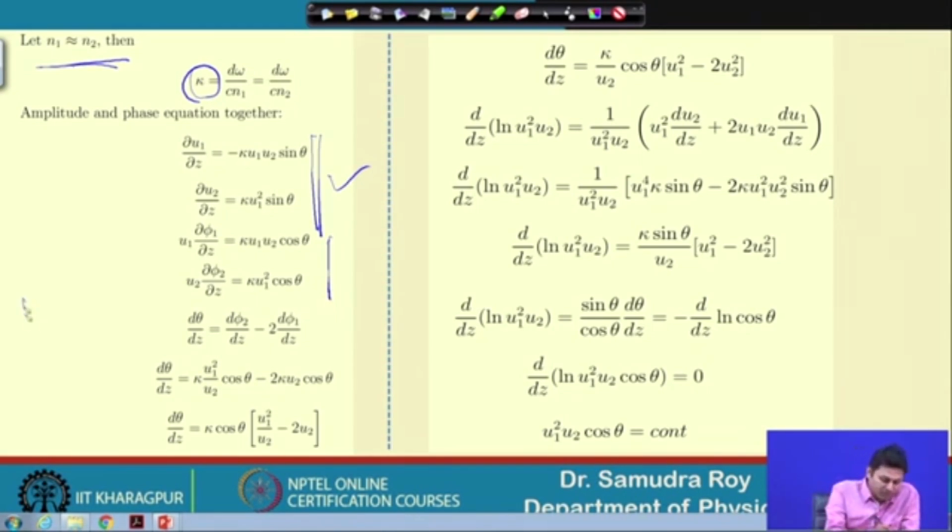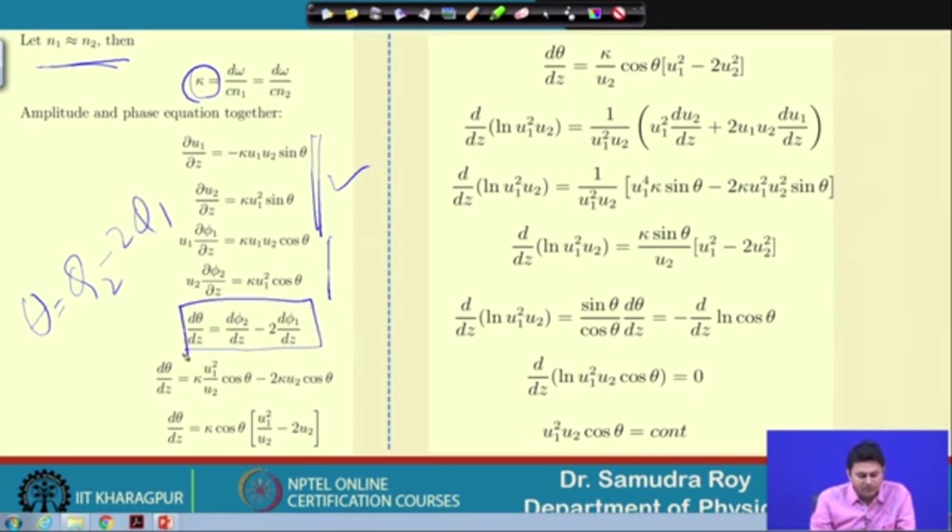Now, we know theta is equal to phi2 minus 2 phi1. So, when we take the derivative of theta, we will have an additional term: d phi2/dz minus 2 d phi1/dz. Phi1 and phi2 we can have from here. When I use this phi1 and phi2, we will have an expression of d theta/dz, which is u1 square over u2 cos theta minus 2 kappa u2 cos theta.